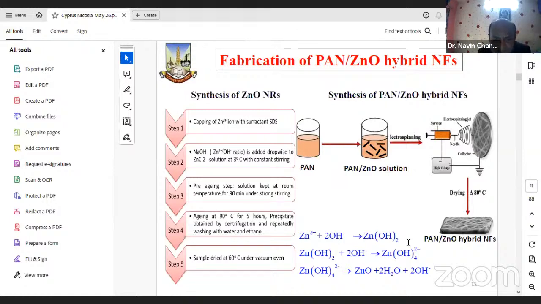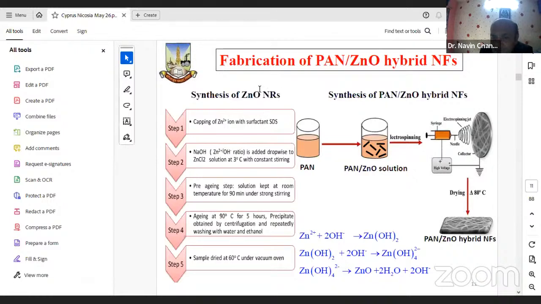Initially we synthesize zinc oxide nanorods. This is the method we have shown here, the synthesis of zinc oxide nanorod. Co-precipitation technique was used. Sodium dodecyl sulfate was used as a surfactant. And by changing the concentration of the NaOH, we can maintain the pH, we can maintain the concentration, we can have the proper aging time. After following the process of co-precipitation by applying the proper conditions of concentration of the solution, pH of the solution, and temperature of the reaction, we can have a final material, that is zinc oxide nanorods.